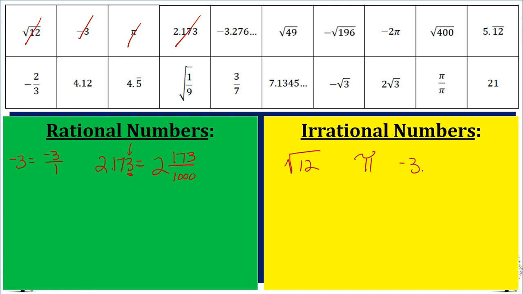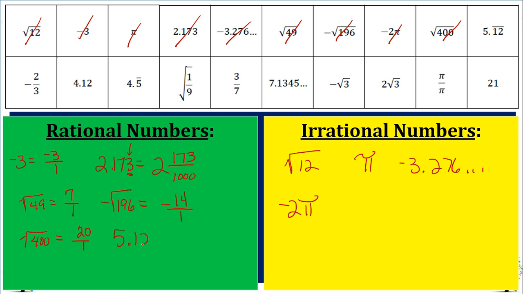My next example, -3.276... This means this goes on forever, it doesn't terminate, and it doesn't repeat. It is irrational. The square root of 49 is really 7, and then of course we can put that over 1. It is rational. Negative square root of 196 is really -14, and we can put that over 1, creating a ratio. -2 times pi is irrational. The square root of 400 is a perfect square. We can write that as 20 over 1, proving it is a rational number.